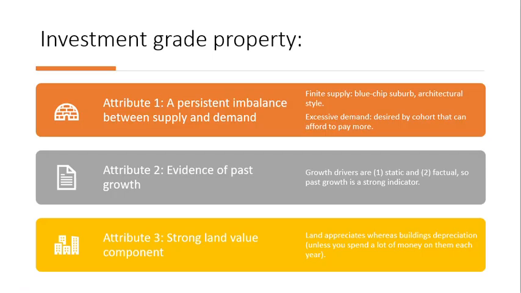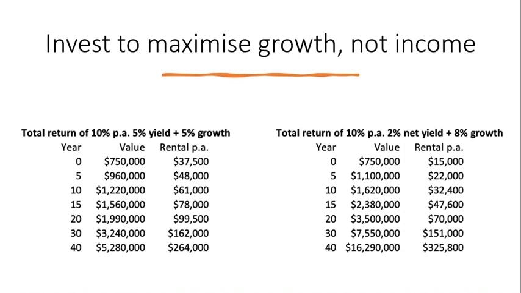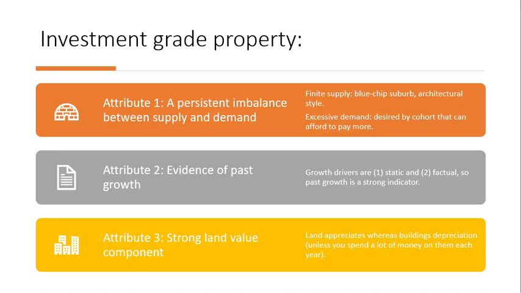Okay, and my final chart is really to demonstrate there are 3 attributes that a property must possess to be considered investment grade. An investment grade property is going to generate most of its return in capital growth and proportionately less in income. So it's very much going to perform like this chart is demonstrating. And there are 3 attributes that it must have. The first one is a persistent imbalance between supply and demand.